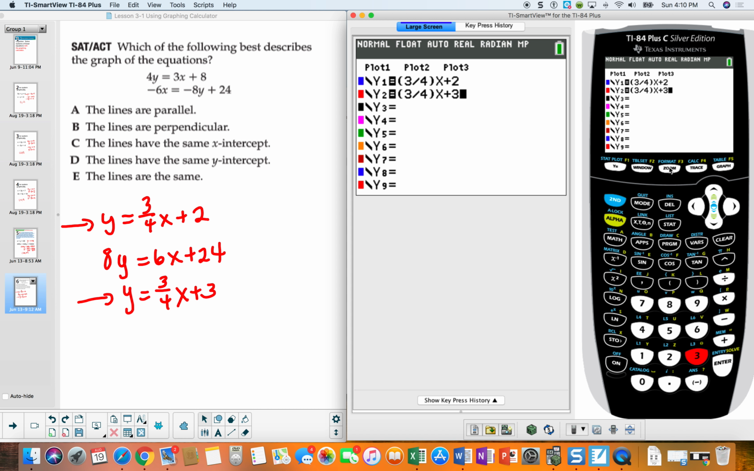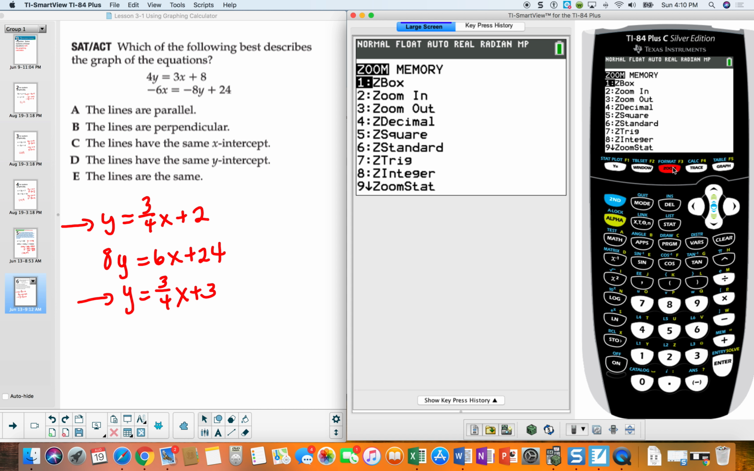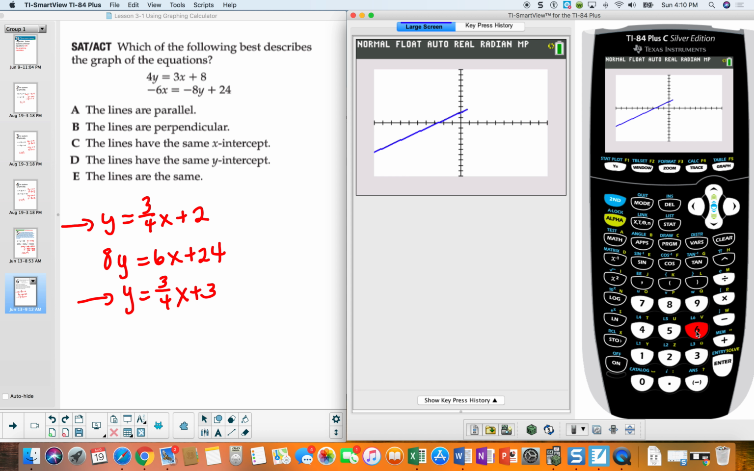Now we have to go to zoom because remember we had that awkward screen before. So I'm going to go to just the standard screen, which is pressing 6. And there's the blue one, that's the first one. And there's the second one. Notice they have the same slope. So before we said they were parallel, and now they really do look parallel.